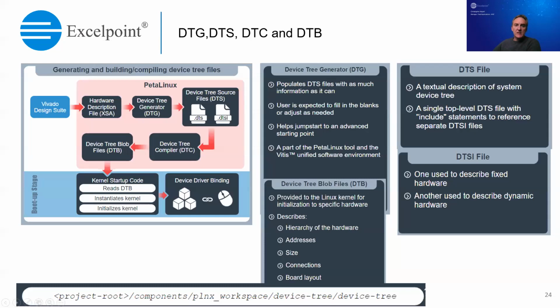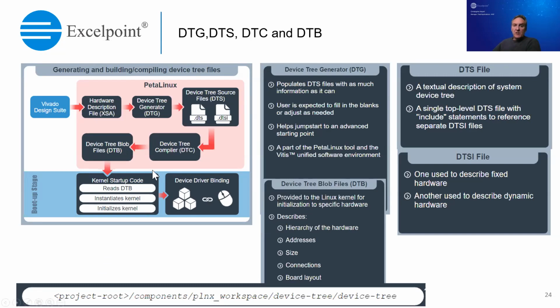The DTS file is a textual description of the system device tree. Usually there is a single top-level DTS file with include statements to reference separate DTSI files. This way the information can be organized in different files. One DTSI file, for instance, can be used to describe hardware that is fixed on silicon, while another DTSI file can be used to describe dynamic hardware, so IP in the programmable logic.